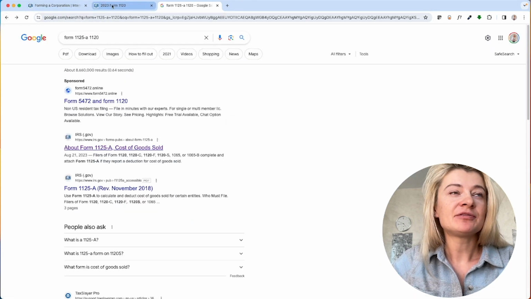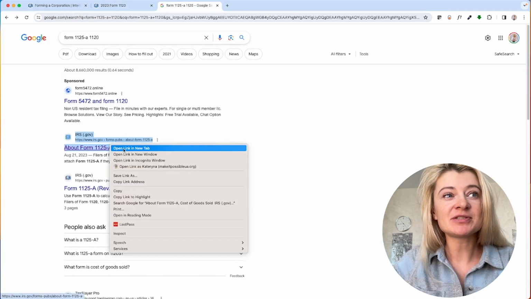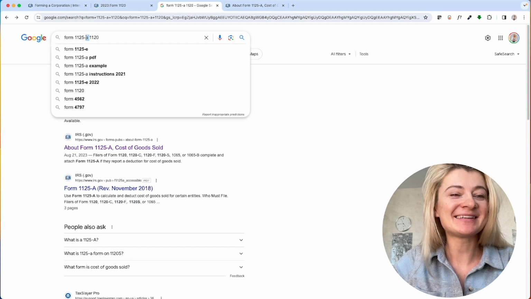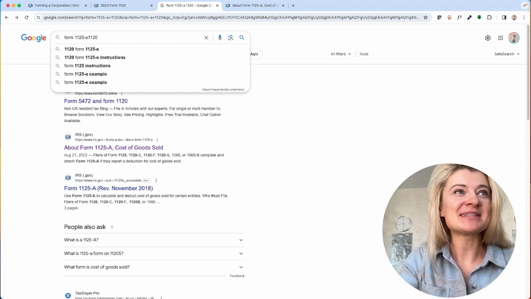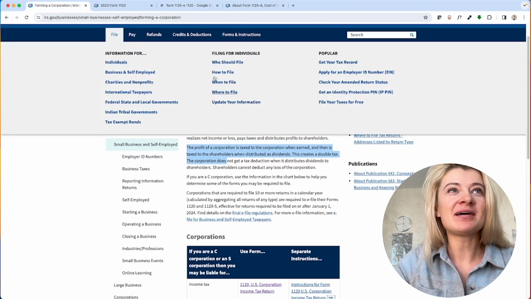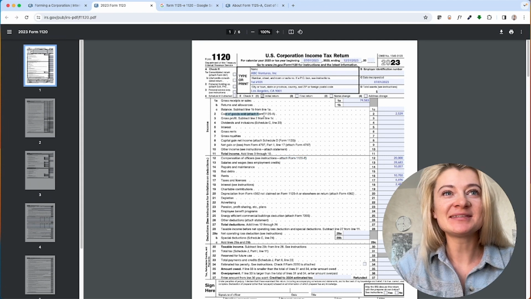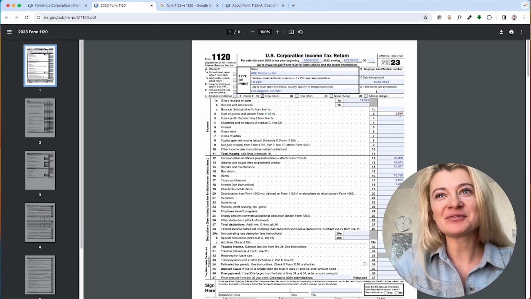Sorry, not 1125A, it's actually 1125-E, my bad. But this form is actually something I'll show you as well. Why not, if I already have it opened? So when we have a cost of goods sold right here, we can just override the number here.